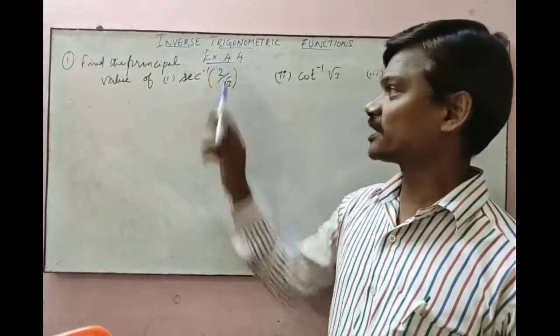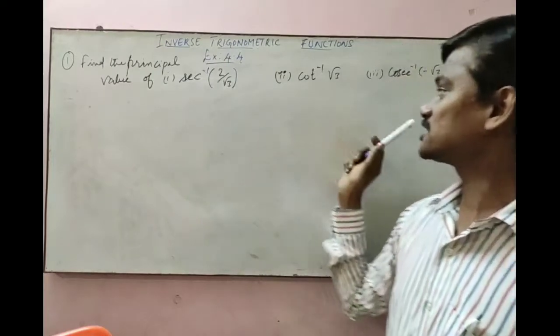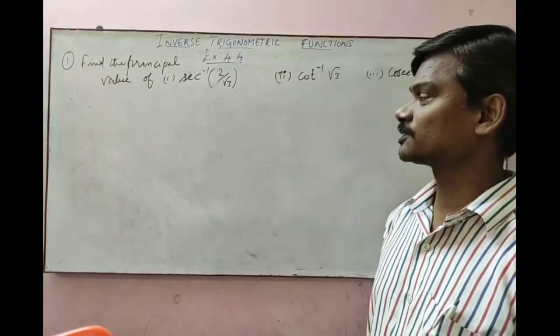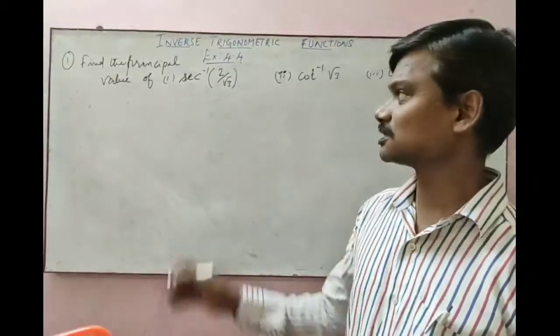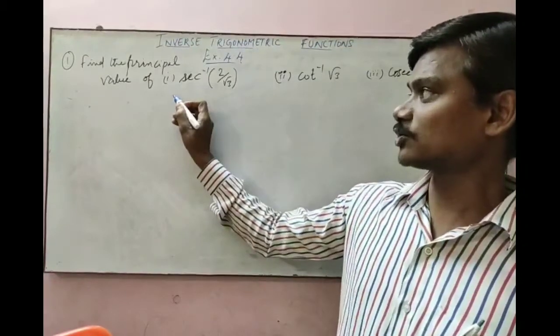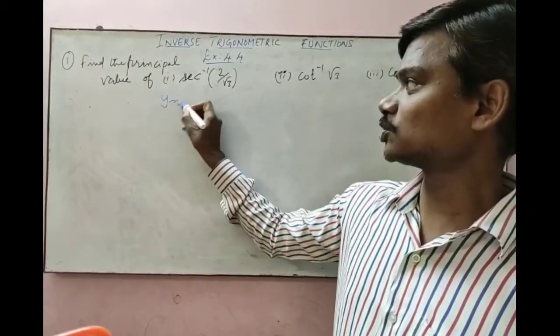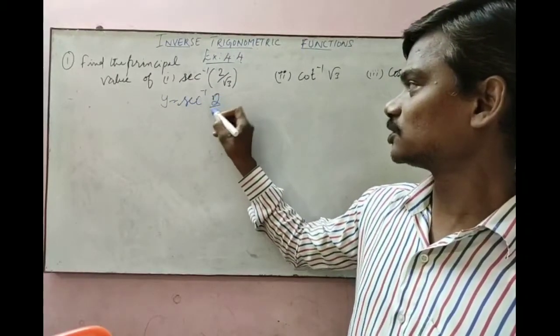Okay, in the exercise 4.4, the first sum is find the principal value of, we have three subdivisions. The first sum is secant inverse of 2 by root 3. You can do this straight away if they ask the sum in the 1 marks. If for 2 marks, you have to do like this. First you have to assume that y is equal to secant inverse of 2 by root 3.